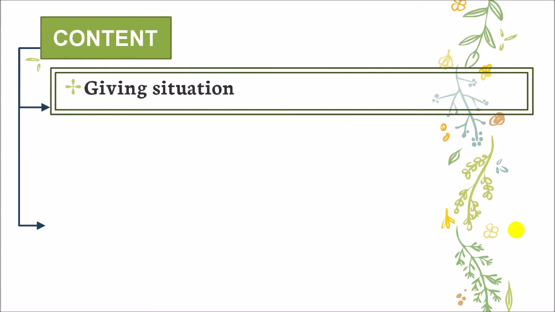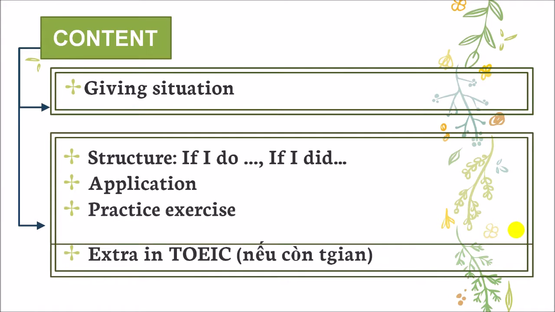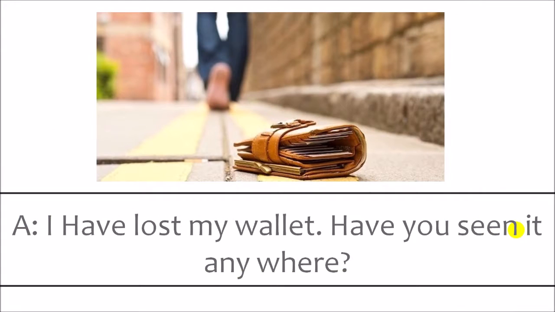Firstly, you are given a situation when to use if. Next, there are two structures, if I do and if I did, for you to find the differences. And then next, we're going to learn about how to use it in real life situations, like in letters, in emails, in some conversation. It's really easy. And lastly, we're going to practice it with some exercises on this slide, okay? Are you ready to come in? Now, let's jump into our lesson.